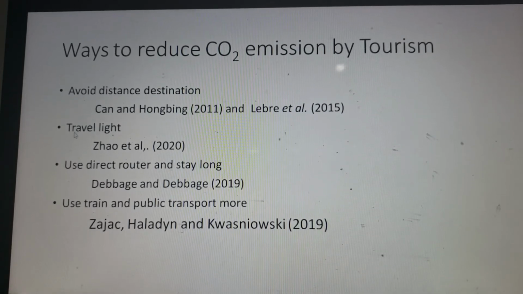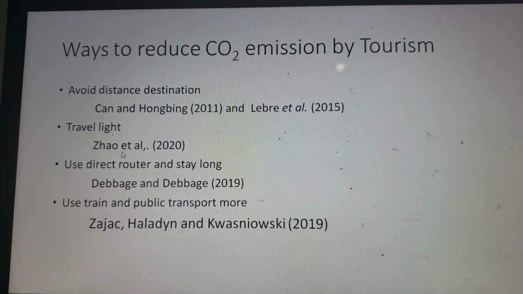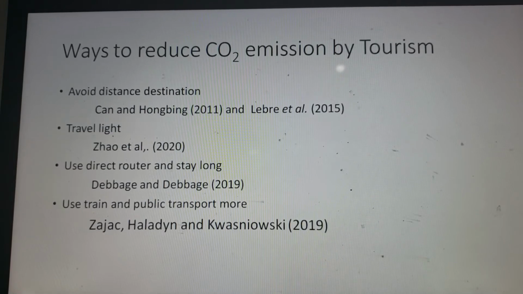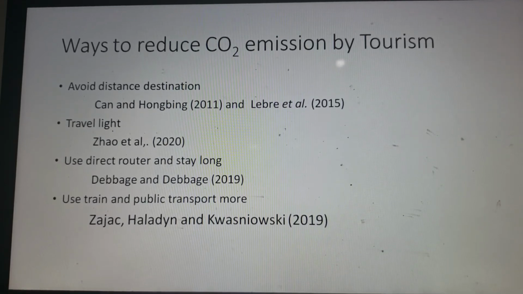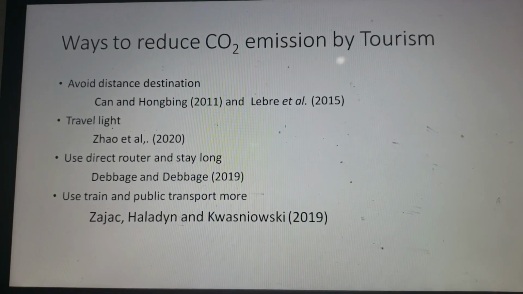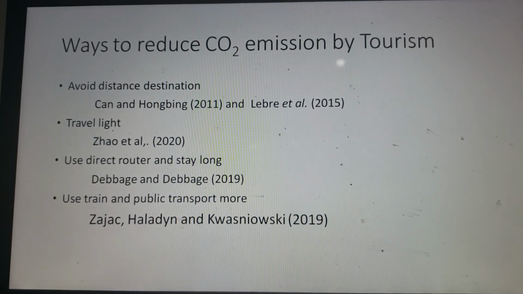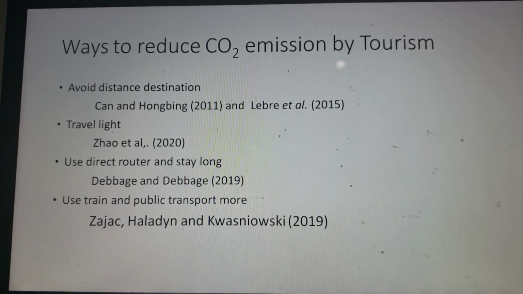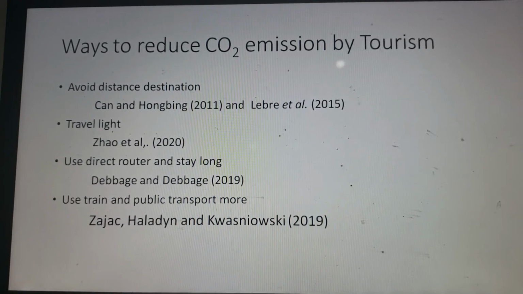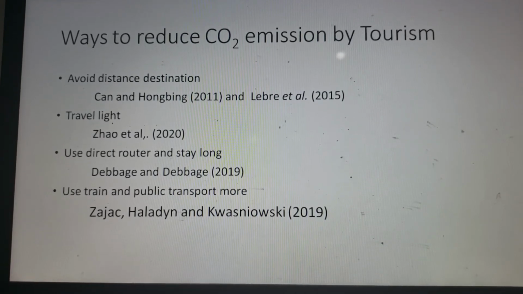Secondly, travel light. According to Howe et al. 2020, a plane burns more fuel when it's heavy. What I mean by travel light is that when travelling, we encourage ourselves to only take what is necessary to avoid overloading the plane. If we take unnecessary stuff, we add onto the weight of the plane.